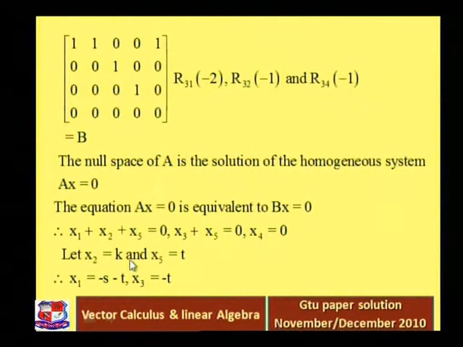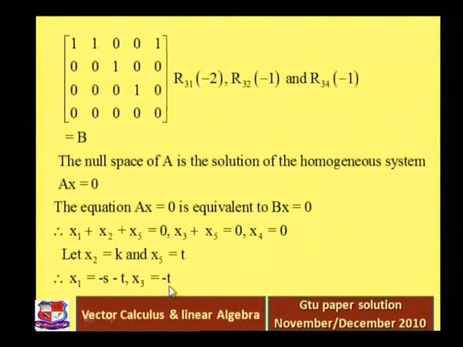Okay, so now in which column we don't have any leading entry? Second column we don't have any leading entry, right? And the fifth column we don't have any leading entry. So that's why there are two free variables, x2 is equal to s and x5 is equal to t, because the second and fifth columns do not have any leading entry. So x1 is equal to minus s minus t, x3 is equal to minus t.